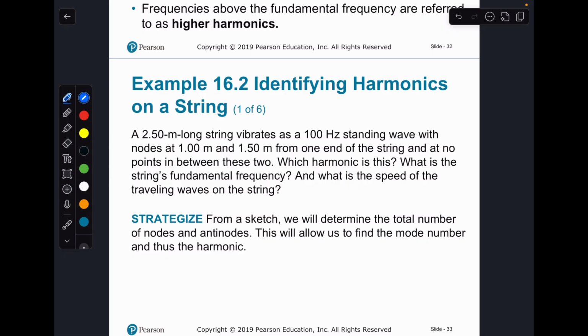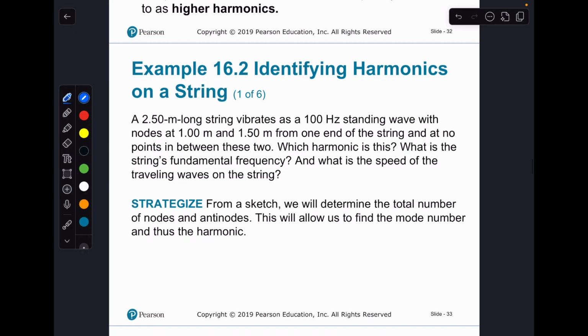So let's do this example. We have a 2.5 meter long string vibrating at a frequency of 100 hertz. And there are 2 nodes positioned at 1 meter from one end of the string and 1.5 meters from that same end of the string. No points in between those 2. Which harmonic is this? What is the string's fundamental frequency? And what is the speed of the traveling waves on the string? So let's write down some equations that we know.